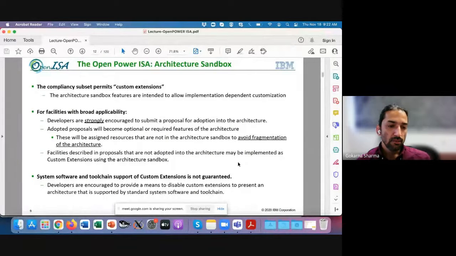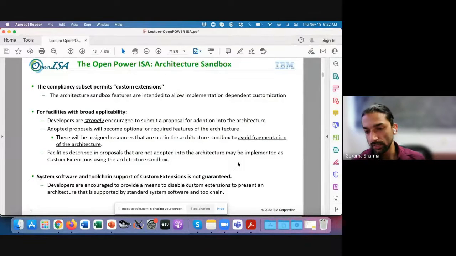If you have a custom extension, then the system software, tools and support may not be guaranteed, because for custom extensions they do not give that much focus on whether there is appropriate software, tools and support for any of the instructions that are available. Developers are encouraged to provide a means to disable custom extensions, to prevent an architecture that is not supported by standard system software and tools.